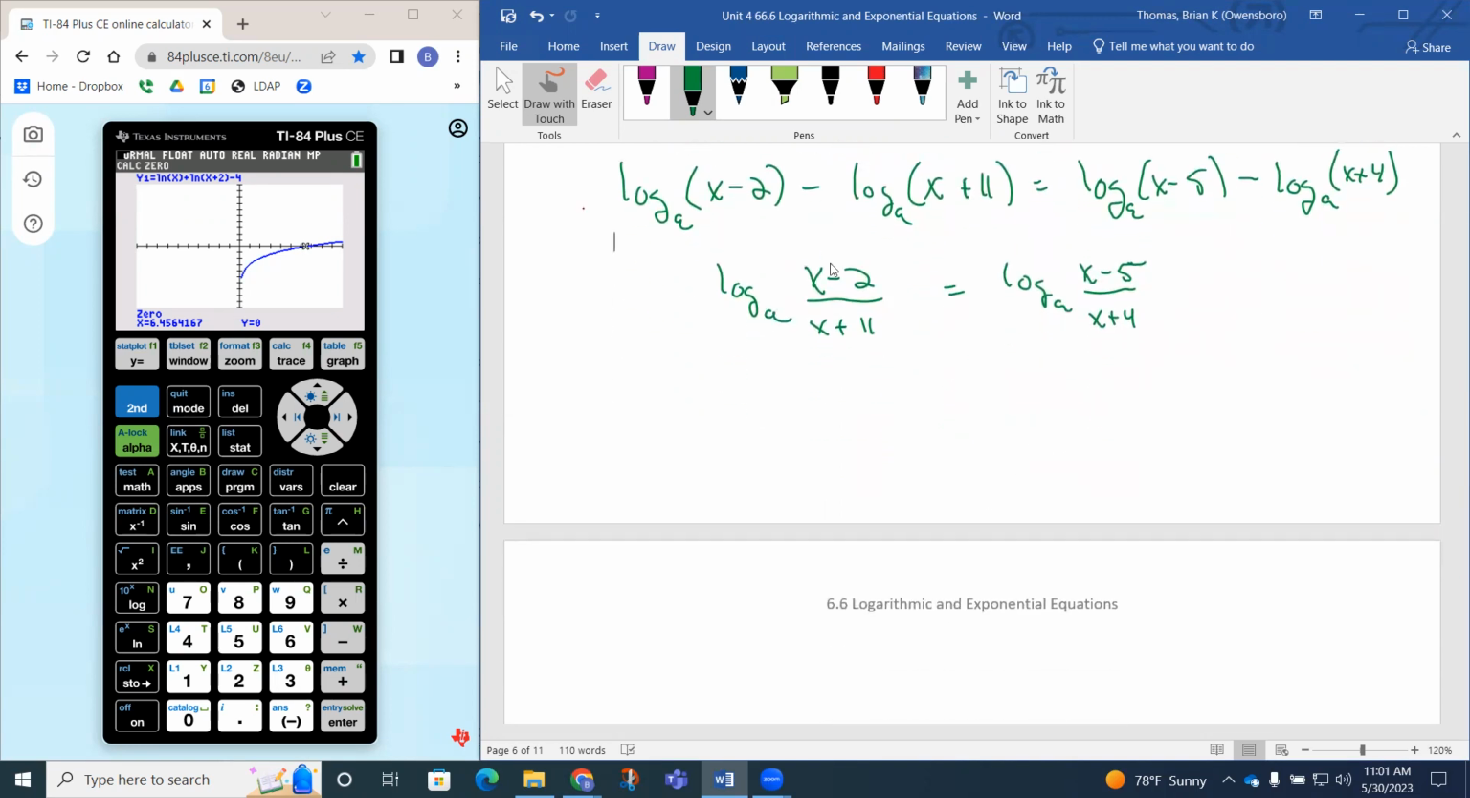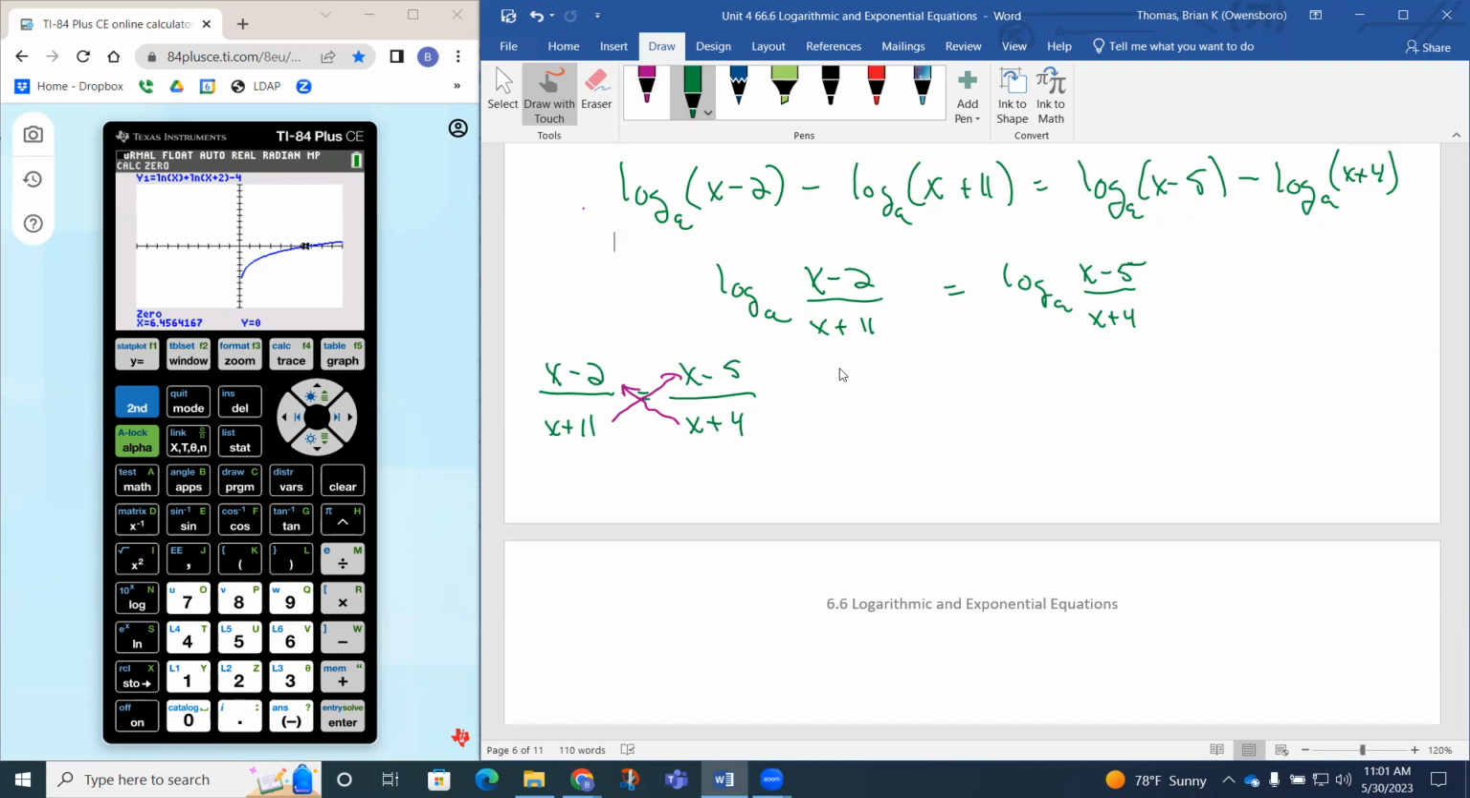Now, for this to be equal, notice that since we're using the same base, we have to be taking the log of the same thing for this to hold true. So what has to happen here then is what we're taking the log of has to be equal to each other. So this x minus 2 over this x plus 11 has to equal this x minus 5 over this x plus 4. So what we have is a proportion, and with proportion math, the cross products must be equal. So this allows us to cross multiply.